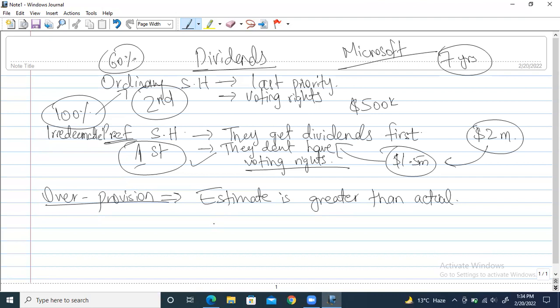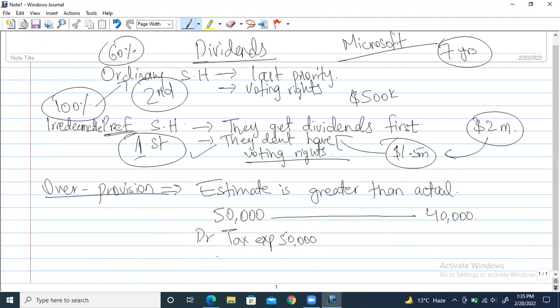Let's say we estimated that a liability will be 50,000, but in actual, it is just 40,000. So what entry did we make at the start? We debited the tax expense by 50,000, because this is the estimate, not the actual. So we debit expense by 50,000 and credit the tax liability as well by 50,000.